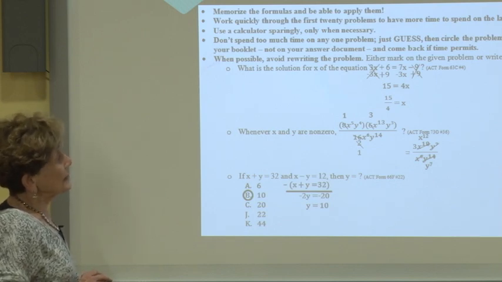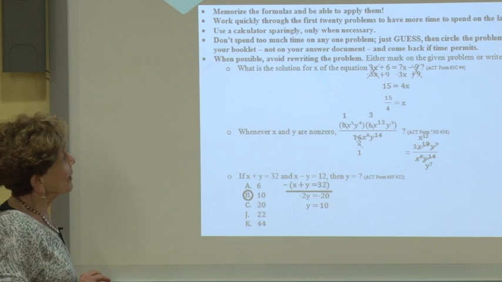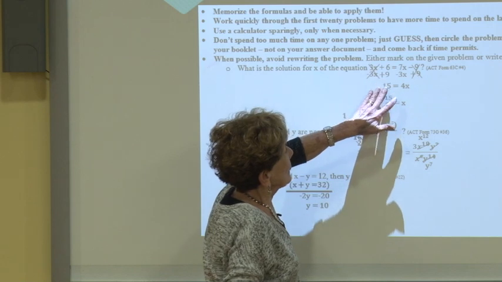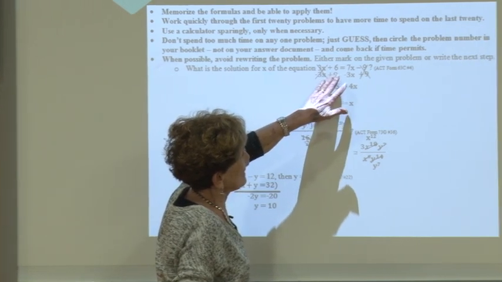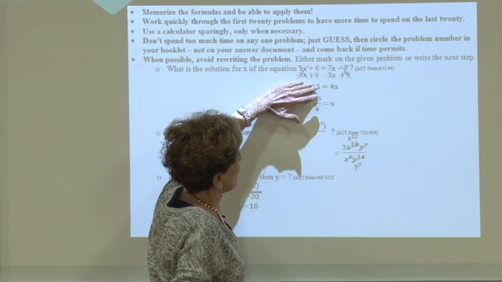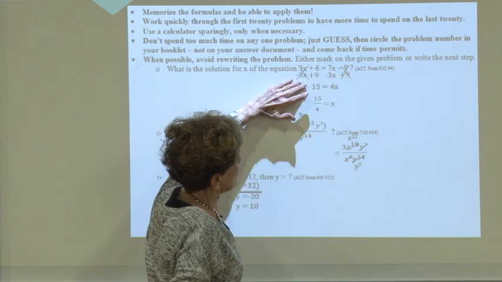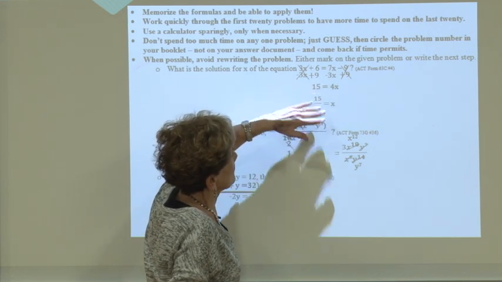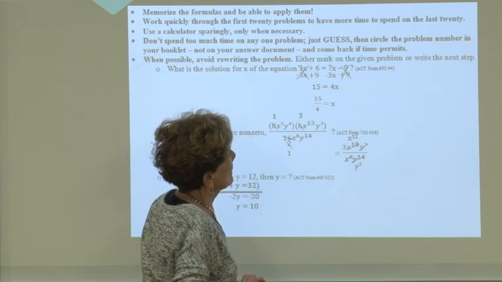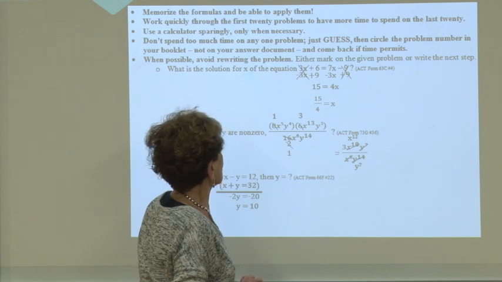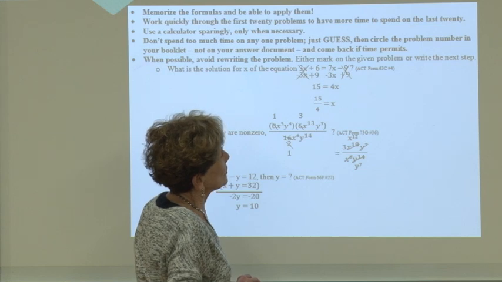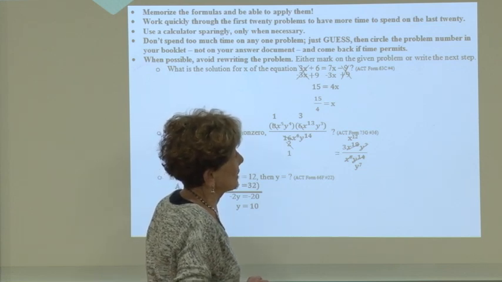And then avoid rewriting the problem. It may be hard to see, but you can see it on yours. If you've got 3x plus 6 equals 7x minus 9, you don't have to go out and rewrite it. You can just multiply through and add, and you get 6 plus 9 is 15 equals 4x, and then solve for x. And just write. They give you enough space between problems that you can write them there.